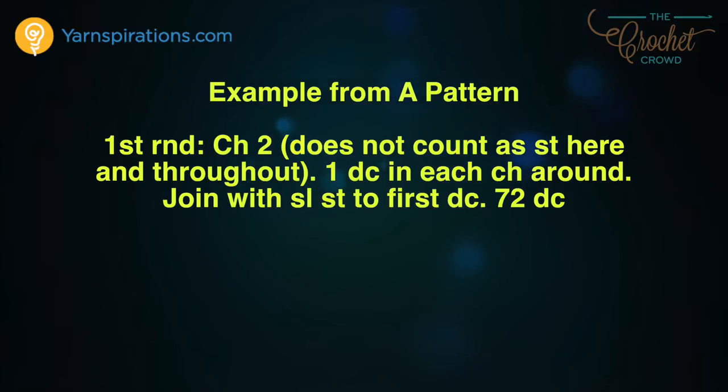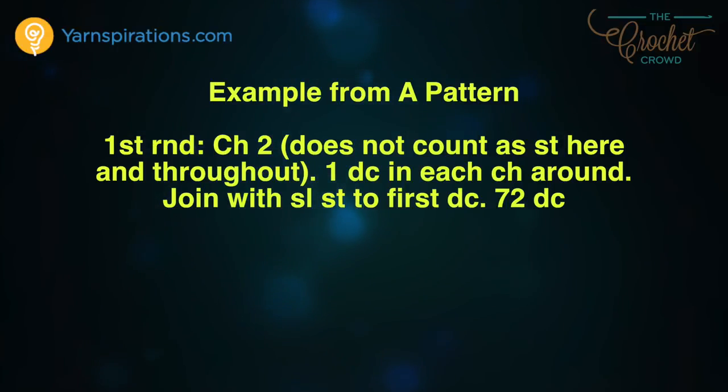So first round, chain 2 does not count as a stitch here and throughout. 1 double crochet in each chain round, join with a slip stitch to the first double crochet, and then it says 72 double crochet. So this instruction is telling you that the chain 2 at the beginning of the round, it doesn't count as a stitch. It's just told you that.